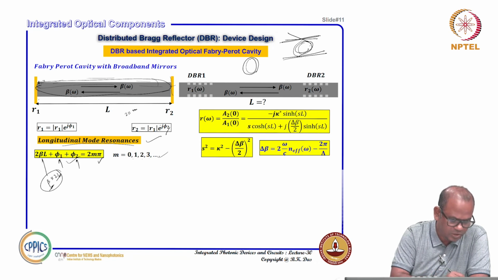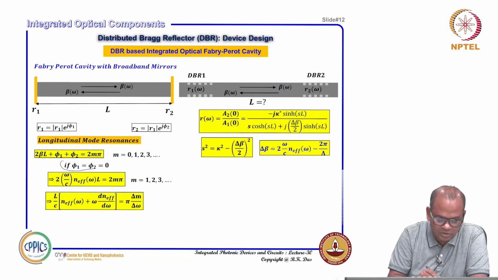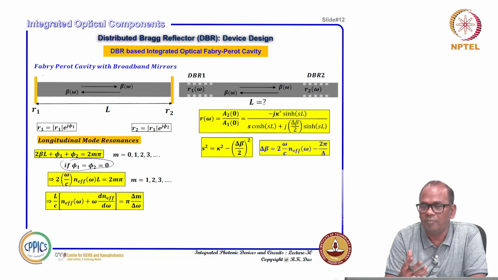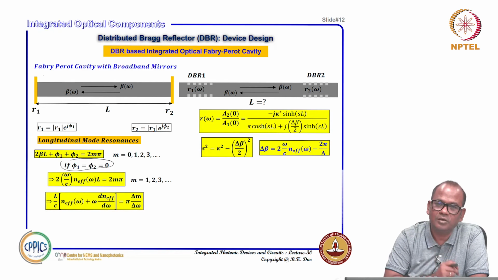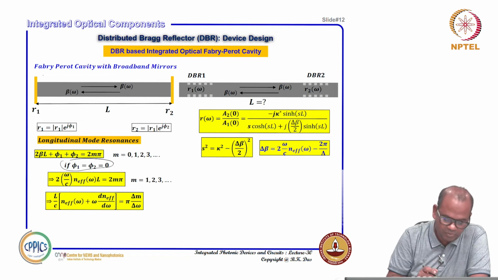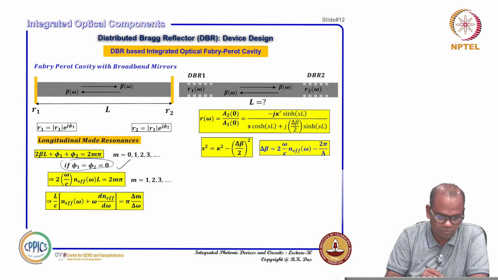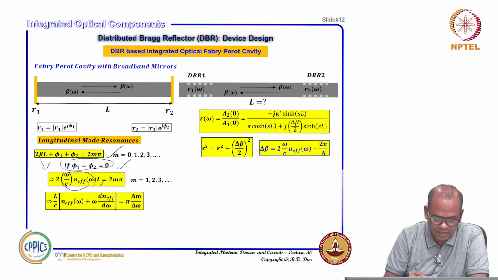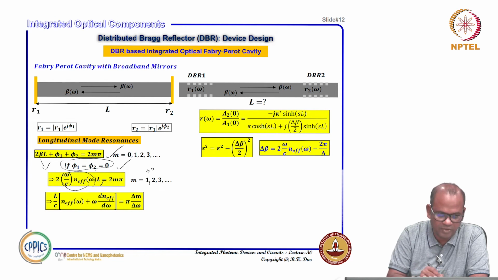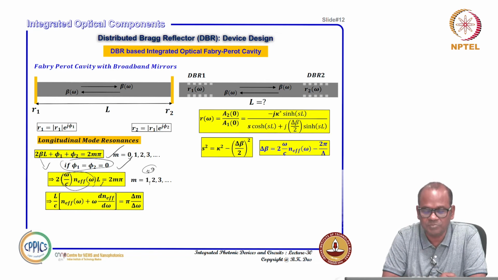Let us proceed with an assumption: this is a standard metal mirror, which most of the time does not give any phase shift. So if phi 1 and phi 2 equal 0, what do we get? 2 times beta, where beta means omega by c times n effective, times L, should be equal to 2 m pi. In that case m starts from 1, 2, 3, not 0. If it is 0, then everything is 0, which means omega has to be 0 since L is not 0. That is why we avoid it. But m can be 0 if phi 1 and phi 2 are negative values. Phase shift can be negative.